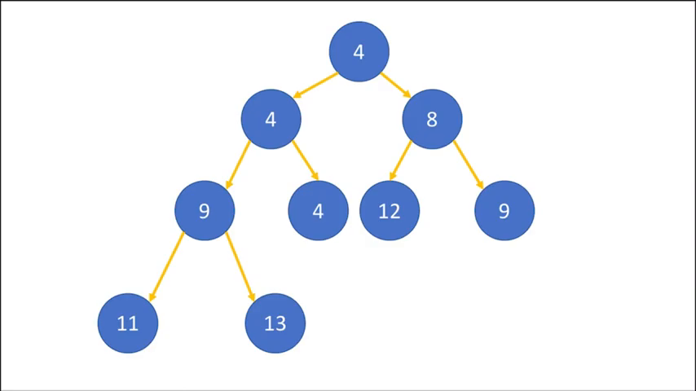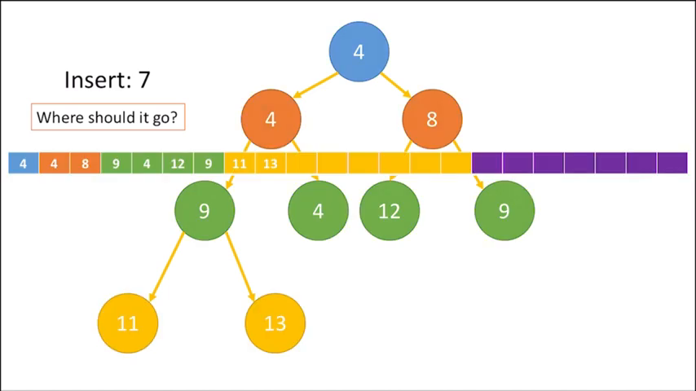All right, well, let's look at some examples of operations on a heap. So let's say we have this heap and we want to insert the number 7. Where should it go? Well, it helps to no longer picture this in the tree form, but let's look at it back in the array form. We'll look at it in both ways, actually, the tree form and the array form.